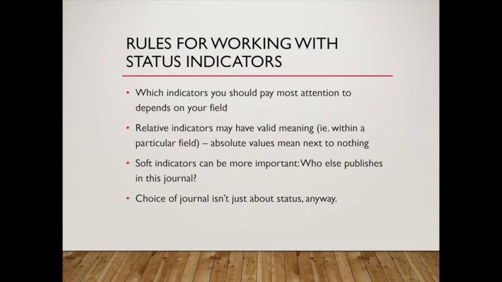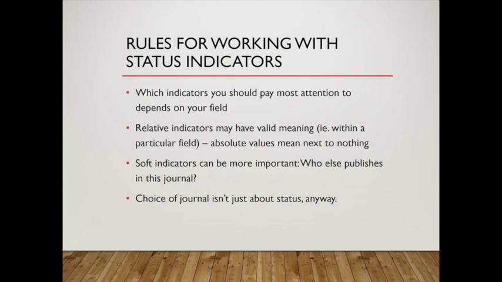Soft indicators, don't forget these. I mean things like, are people that you really respect publishing in this journal? Are people that you respect citing articles from this journal? That's not a counting thing, that's thinking, who's really good in my field? What are they reading? And where are they publishing themselves? And you can tell what they're reading because you can look at their reference lists and see which journals they've been looking in.